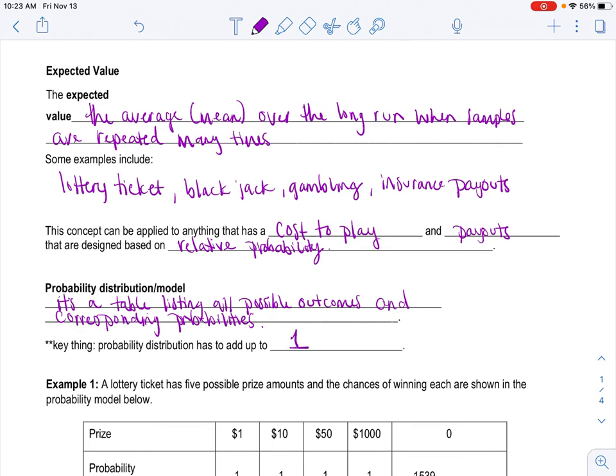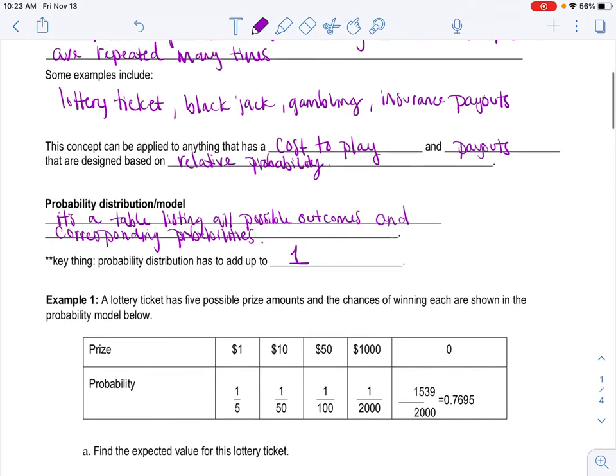So that's important. When you're looking at your My Open Math homework, it will say, is this in fact a probability distribution? Or they might say a probability model. And how you check for that is to make sure all your probabilities add up to 1. So let's get to an example.